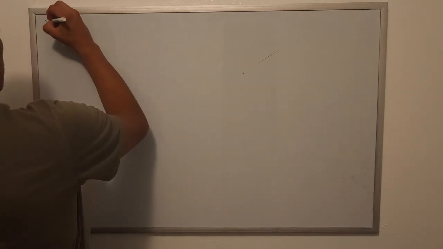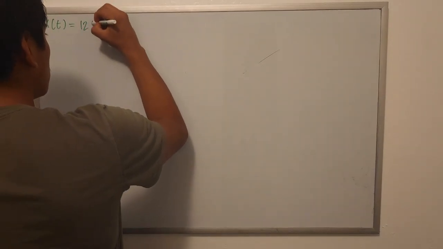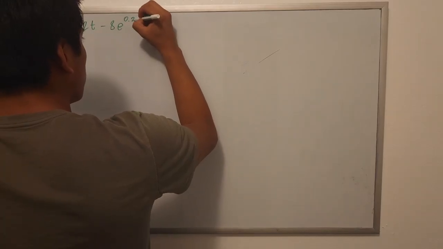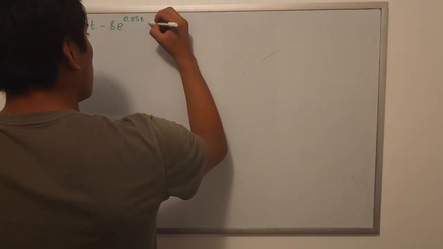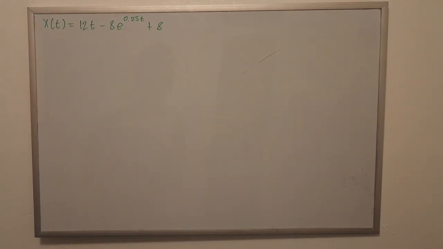Alright, so our first problem says that an object's position as a function of time in one dimension is given by this equation right here. So the equation is x of t equals 12t minus 8e to the 0.25t plus 8. That's our equation. And it's asking us what is the object's average velocity between 0 and 5 seconds.